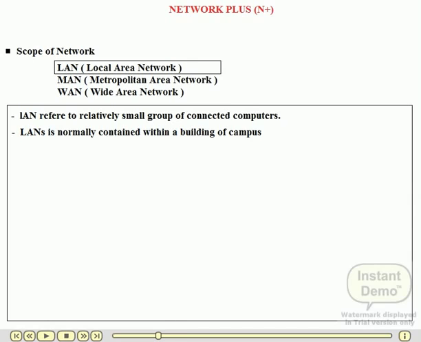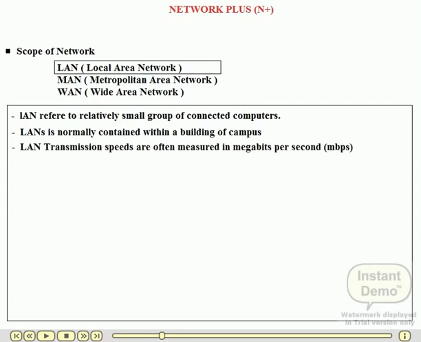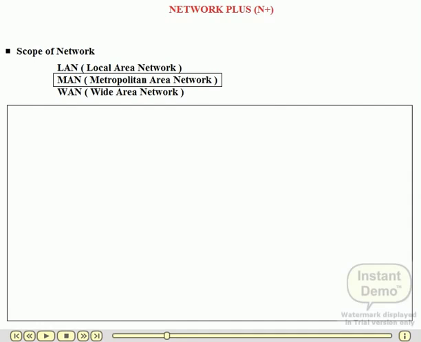It's limited. Suppose we configure a LAN network in our private office, in one single building, this type of network is called a LAN network. LAN transmission speeds are often measured in megabits per second, Mbps. We use switch hardware to configure LAN networks, and its Ethernet speed is measured in Mbps: 10 Mbps, 100 Mbps. Basically, hub hardware works with 10 Mbps and switch hardware works with 100 Mbps.